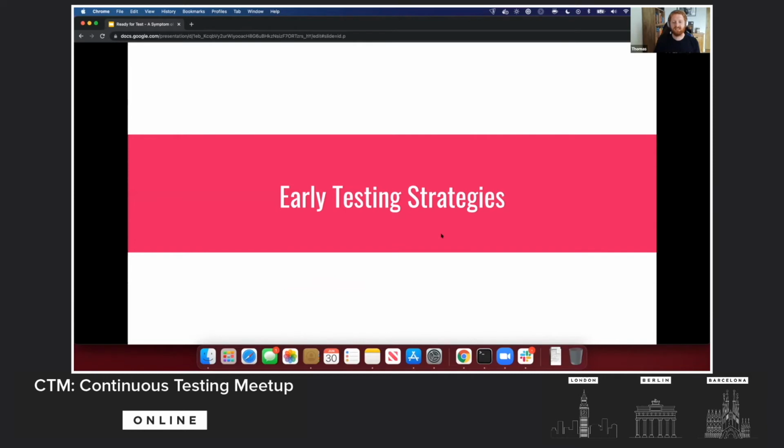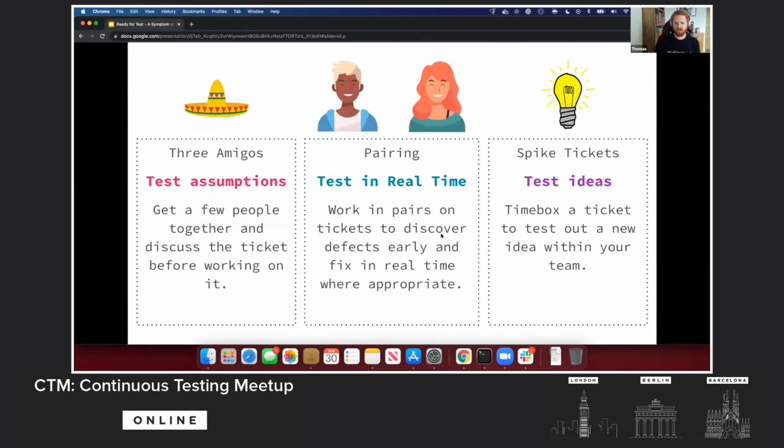So what are some early testing strategies we can put in place then, if we think about testing together, often and early? So here's three big ones, and they're not the only ones that you can employ, and I'm sure we could maybe talk about it after this presentation. But there's three that I really like. There's the 3 amigos, which tests assumptions. There's pairing, which tests in real time. And there's spike tickets, which test ideas.